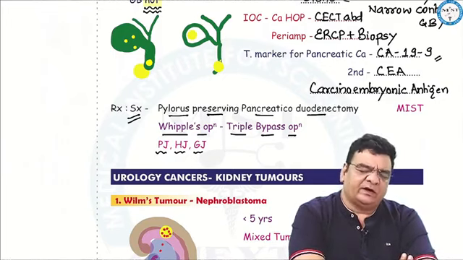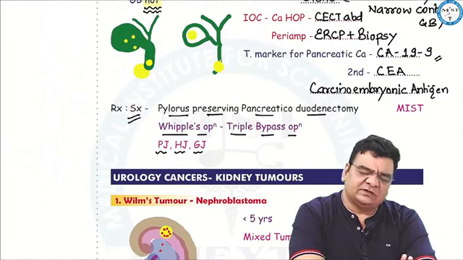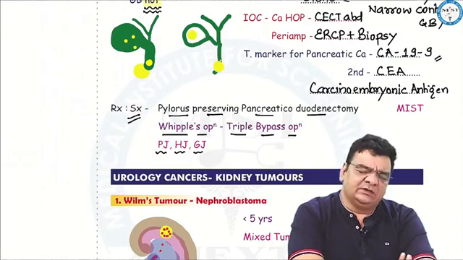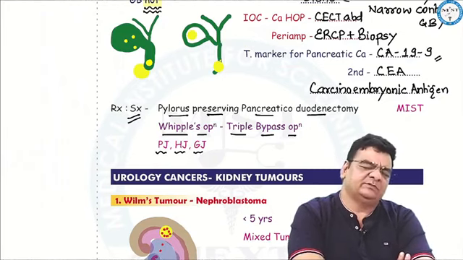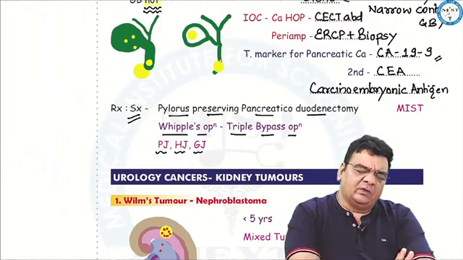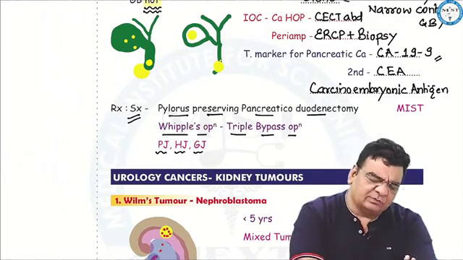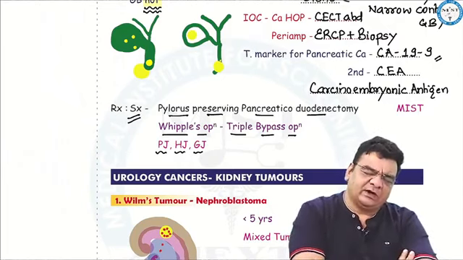In the treatment of pancreatic cancers, the mainstay is surgery. No role of chemoradiotherapy in pancreatic cancers. In surgery, we have to remove the head of the pancreas along with the duodenum, that is pancreaticoduodenectomy. Now we are trying to preserve the pylorus also, so pylorus preserving pancreaticoduodenectomy.